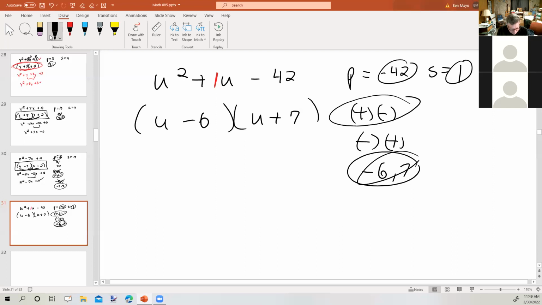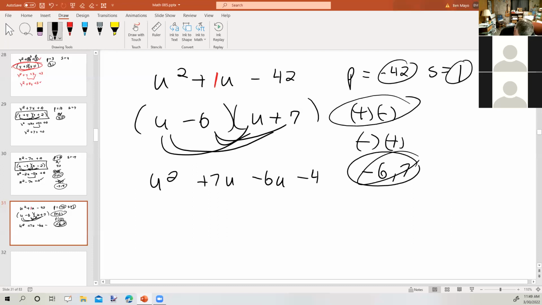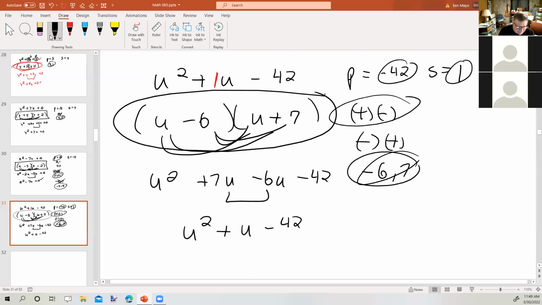Again, any questions there? So checking my work, u squared plus 7u minus 6u minus 42, combine like terms, u squared plus 1u minus 42, and it checks. Okay, let's see here.